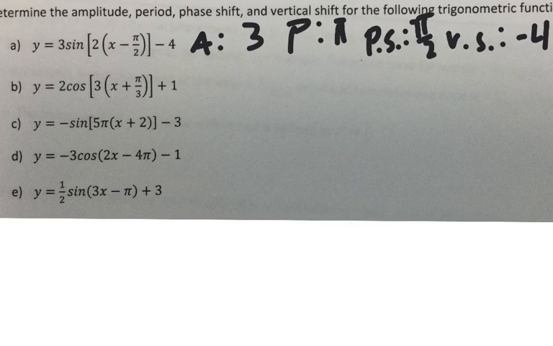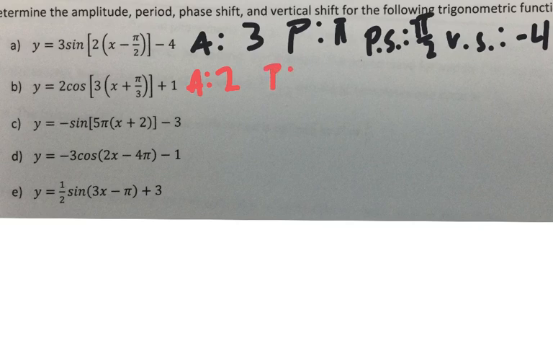Questions on A? Now that we've done it, we should be able to do B a little bit more quickly. Let's do B by ourselves. So let's do B quickly. B, what's the amplitude? A is 2.